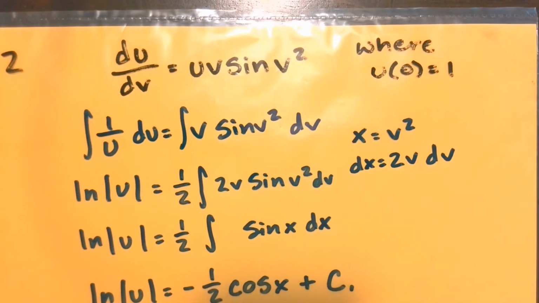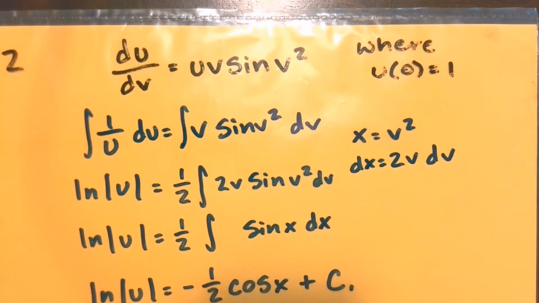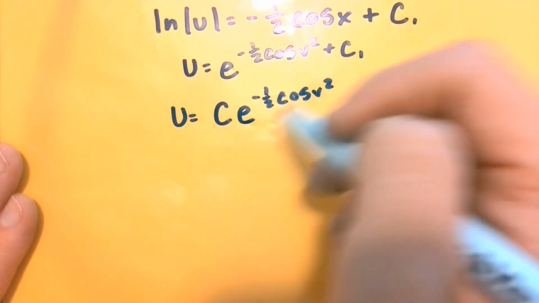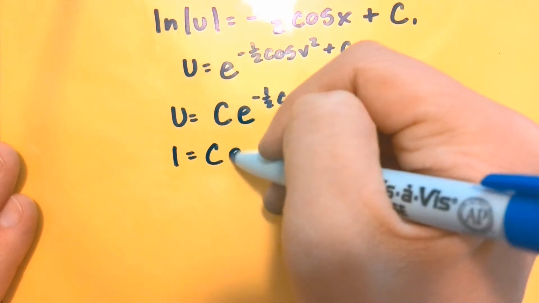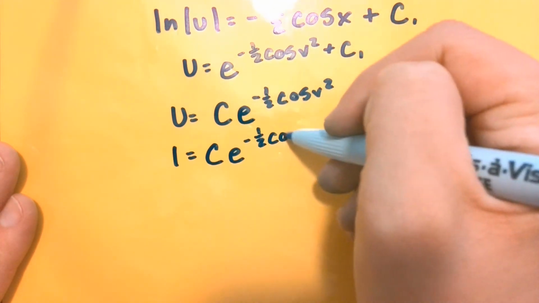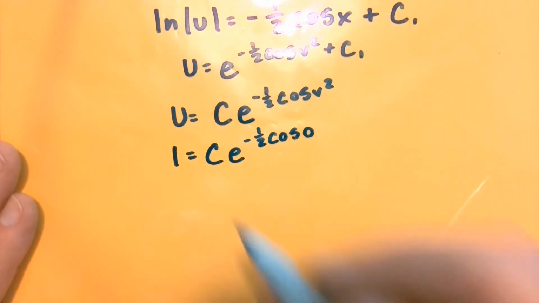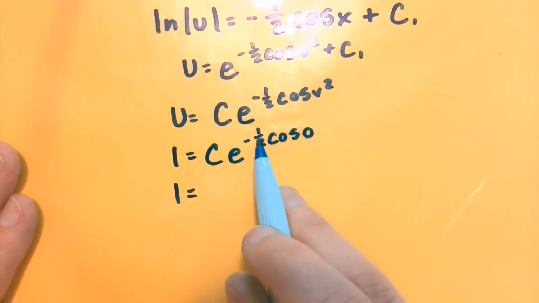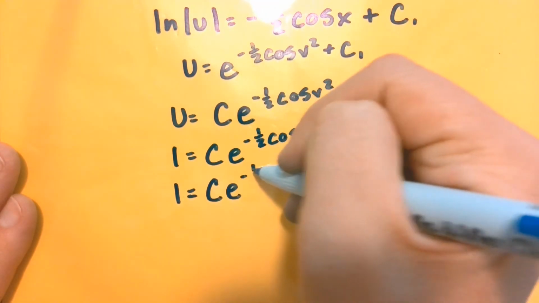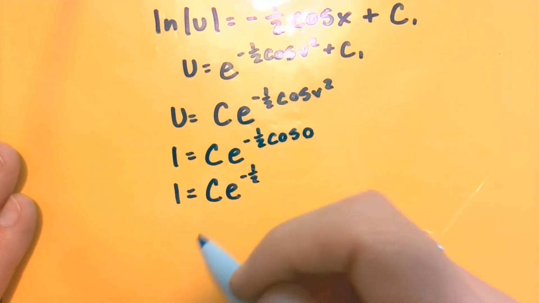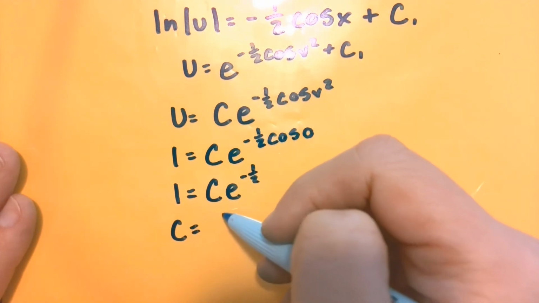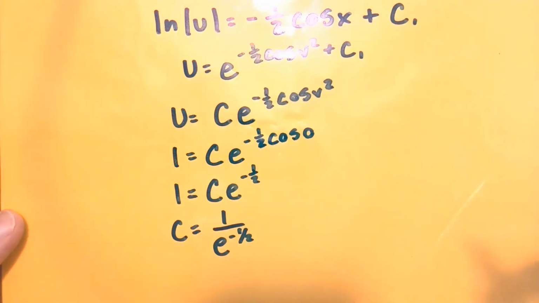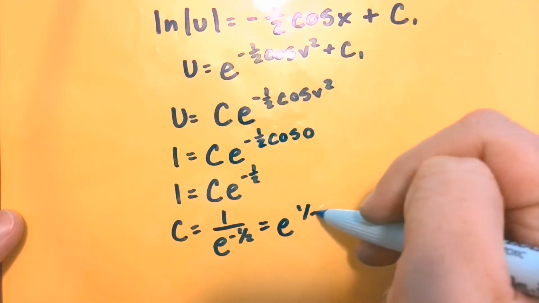And then this one was wanting a specific solution, so since u of 0 equals 1, that means that if I'm plugging in 0 for v, I get out 1. So I've got cosine of 0. Since my cosine of 0 is 1, I've got e to the negative 1/2 here. And then I need to divide by e to the negative 1/2 to solve for c, which is just e to the positive 1/2.